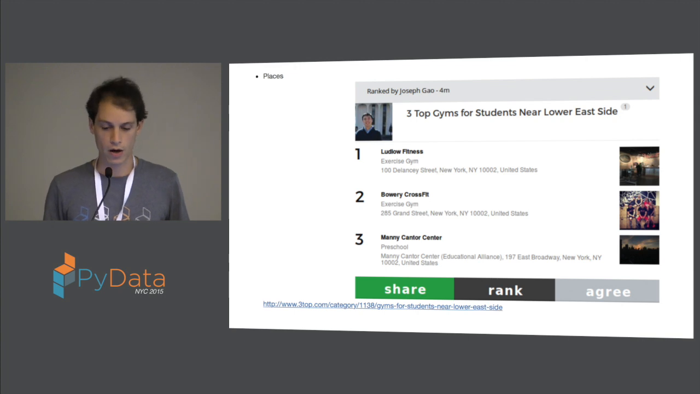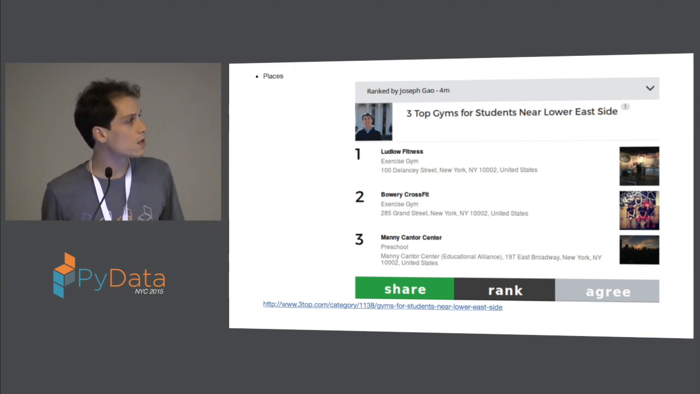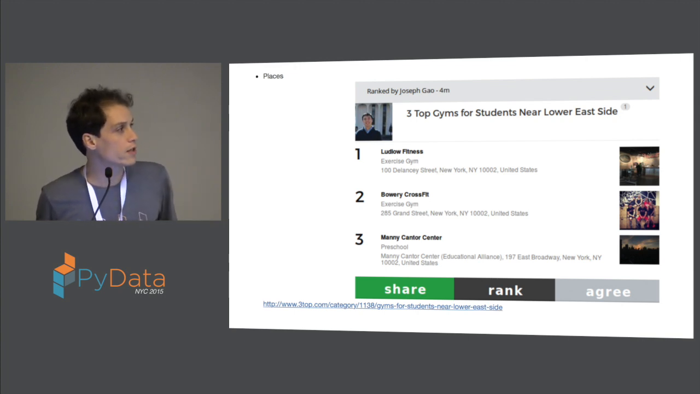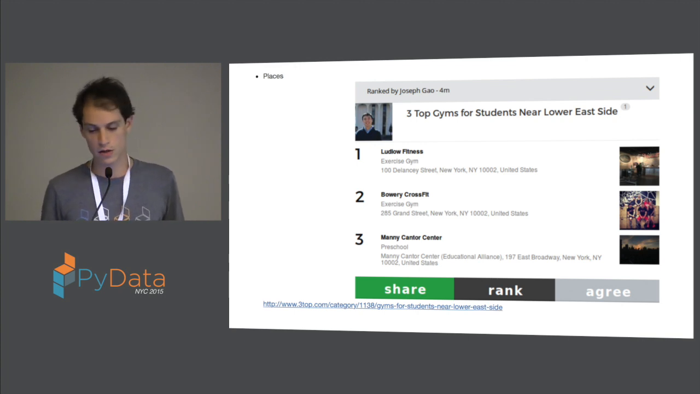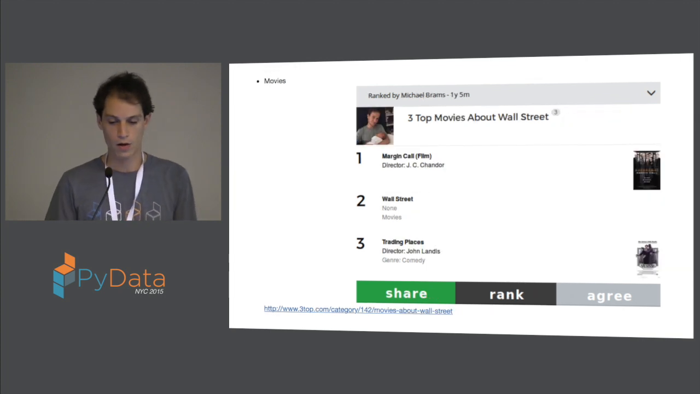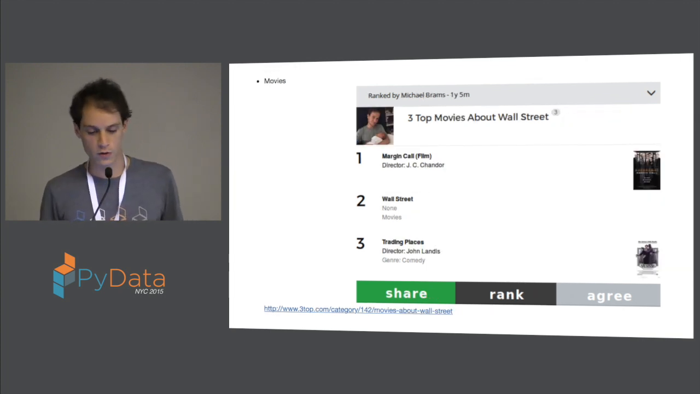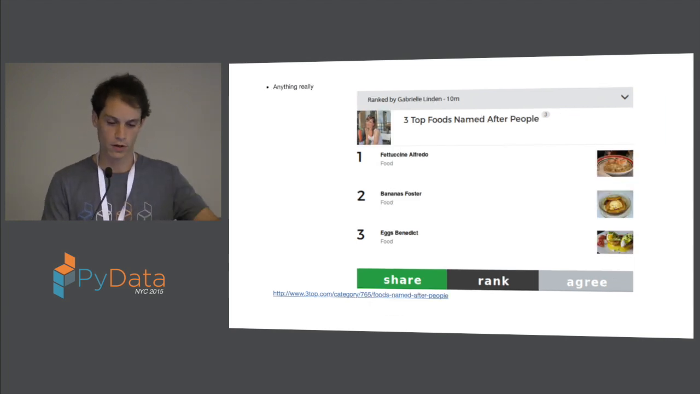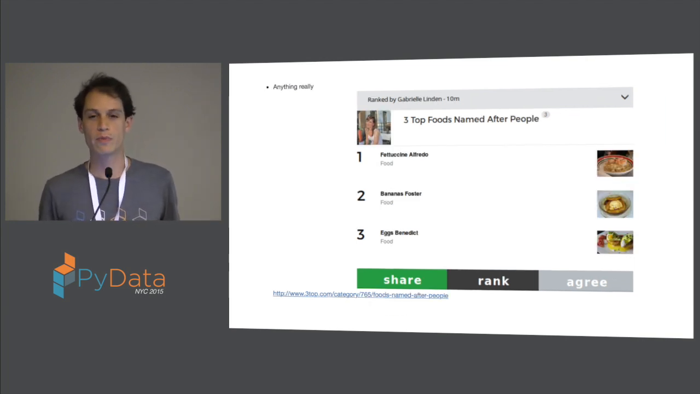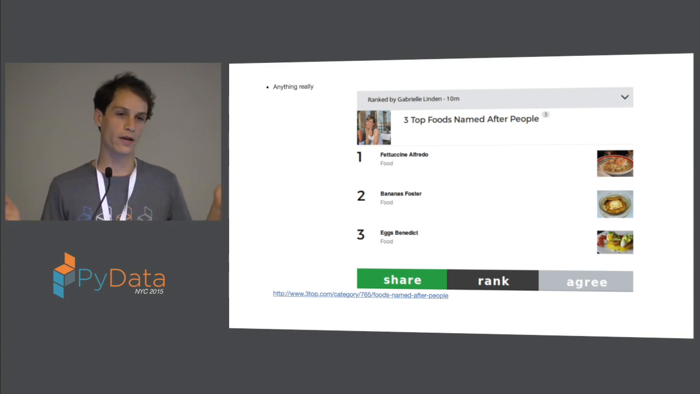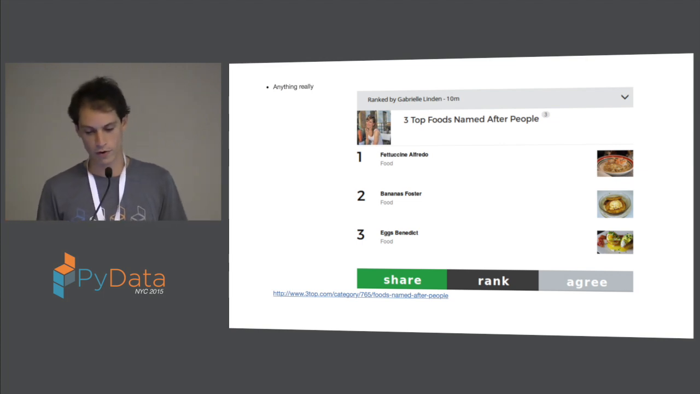So for example, here's a ranking about places. That guy, Joseph, ranked his 3 top gyms for students near the Lower East Side and gave his 3 top there. A movie, 3 top movies about Wall Street. And here's the ranking by Michael, my other co-founder. And then 3 top foods named after people. So really you can go crazy and rank whatever you like.